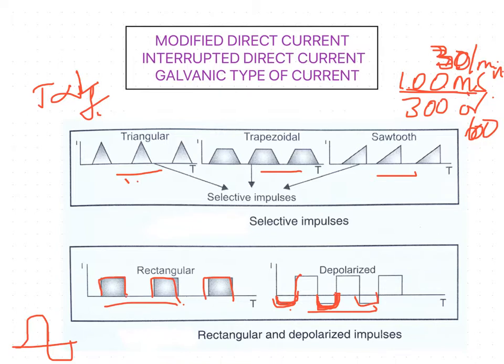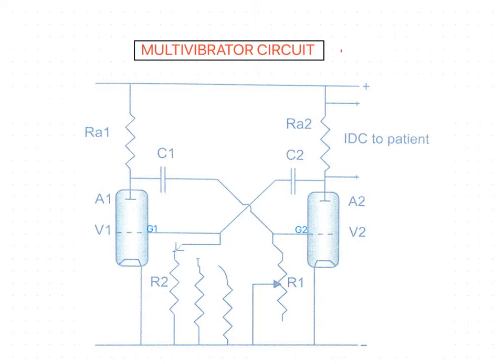If you see the production of this modified current, normally the current is produced by the multi-vibrator circuit. We have already discussed this multi-vibrator circuit under the production of Faraday type of current. Where the long duration is required in the modified currents, this can be obtained by adding resistances at the R2. So you can see the resistances.